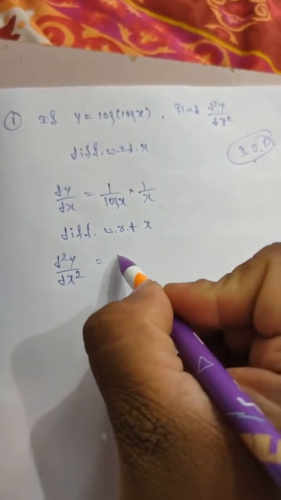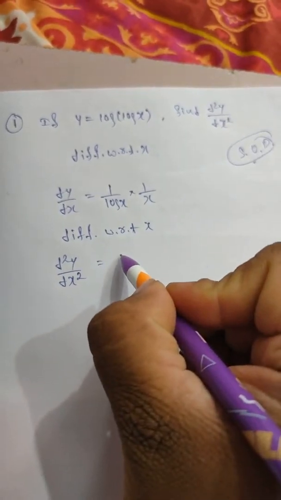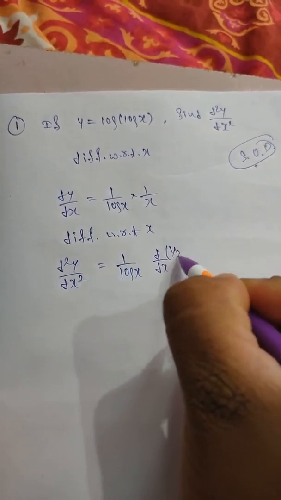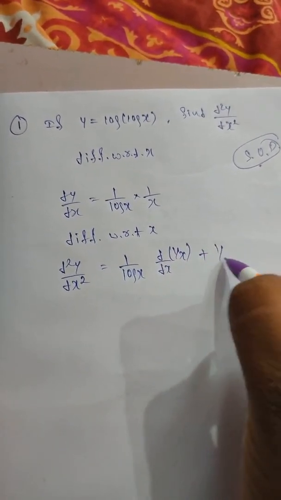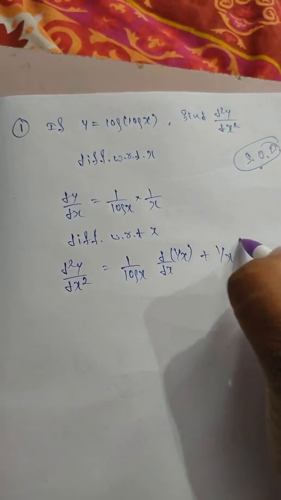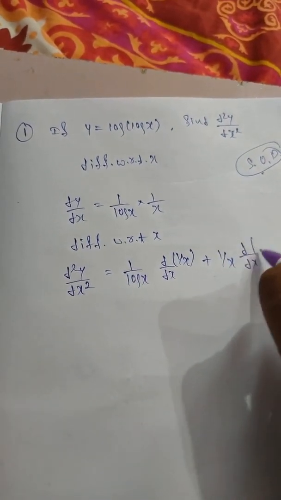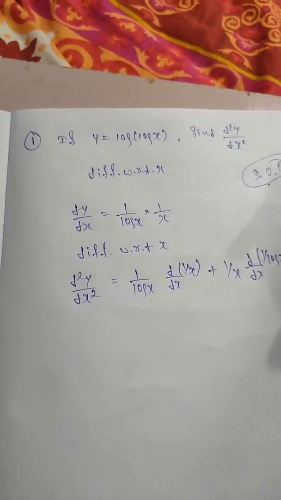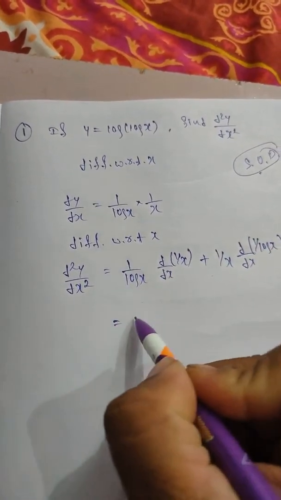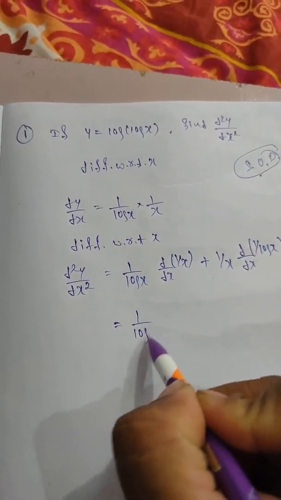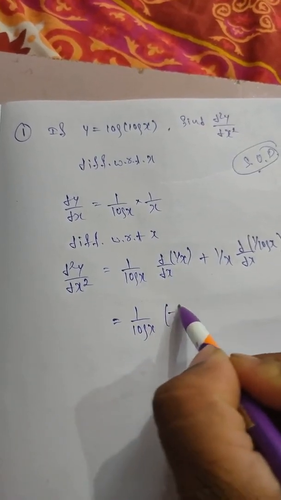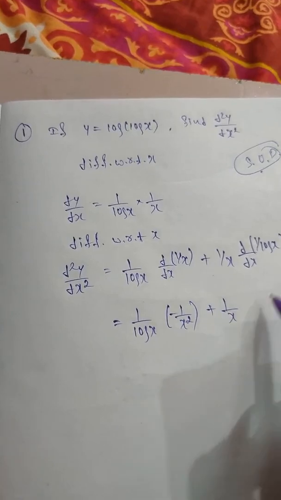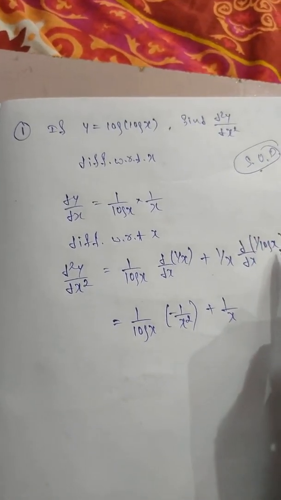Here keep 1 by log x as it is, the differentiation of 1 by x, plus 1 by x as it is, the differentiation of 1 by log x. Now we know the differentiation of 1 by x is minus 1 by x square. Plus 1 by x, and here what is the differentiation of 1 by log x?